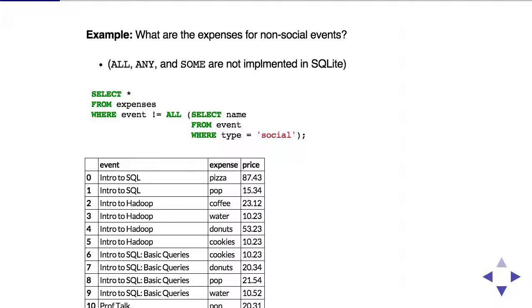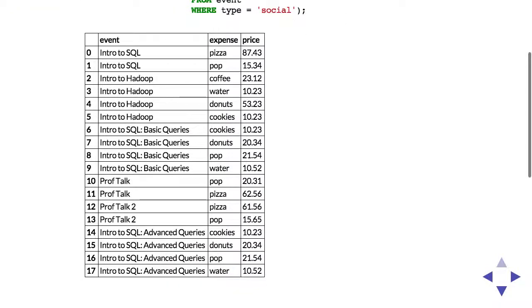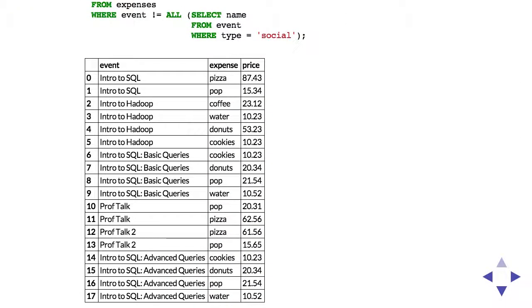and return something like this, where we basically select everything from expenses where event is not equal to the events where the type is social. So we would do a little search to find out which events are social, and we make sure that this event is not equal to that subquery list. And as you can see, it gets all the educational events right here.